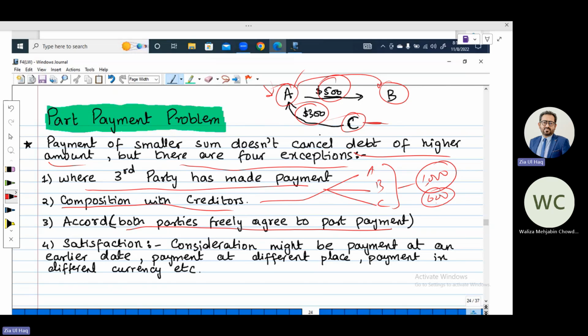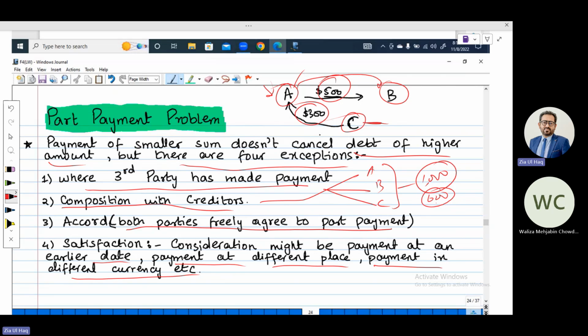And satisfaction, consideration might be payment at an earlier date, payment at a different place, payment in a different currency, etc. If A wants to receive 500 from B and A says, okay, you need to pay me 500 after one month, but if you can pay me within 15 days, I can settle your debt with 300. If you pay me in terms of a $50 amount, I will settle your debt. If you deliver to my house, I can settle even with 300.